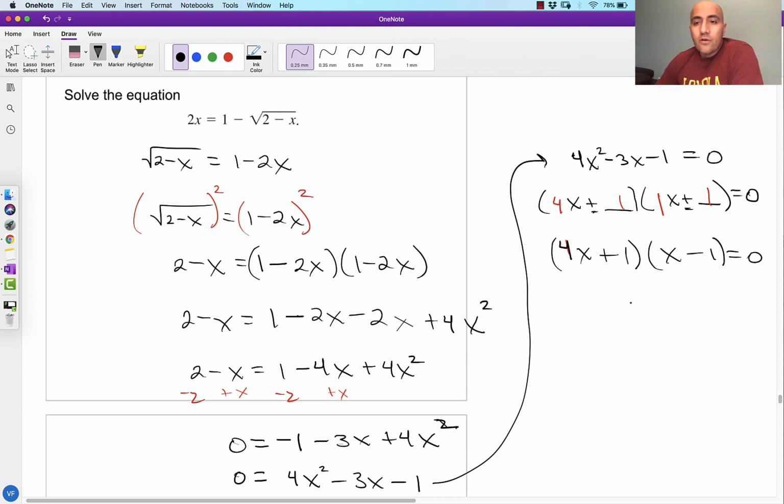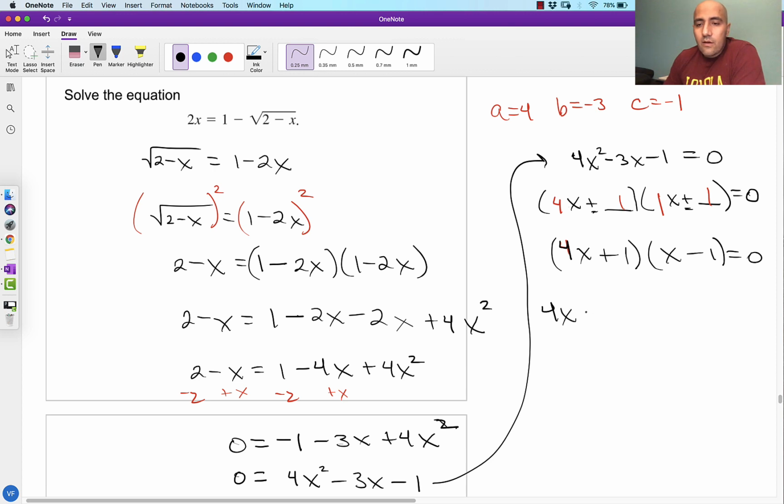But if not, we can also use the quadratic formula, right? So we can just go over to a equals 4, b equals negative 3, c equals negative 1. And then we can use the quadratic formula, x equals negative b plus or minus the square root of b squared minus 4ac, all over 2a. And then that will lead to our answer as well. But here, this isn't so bad.